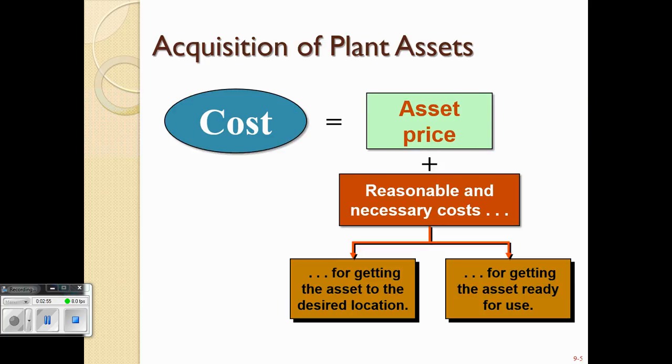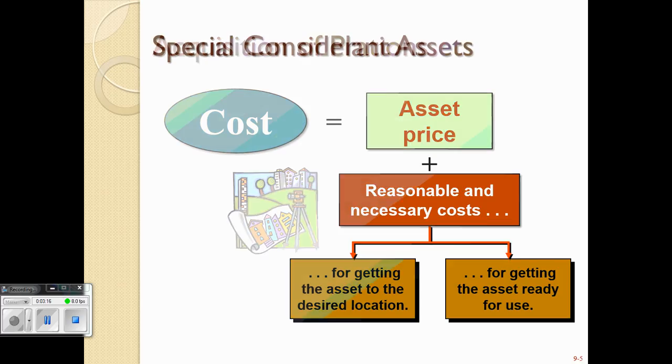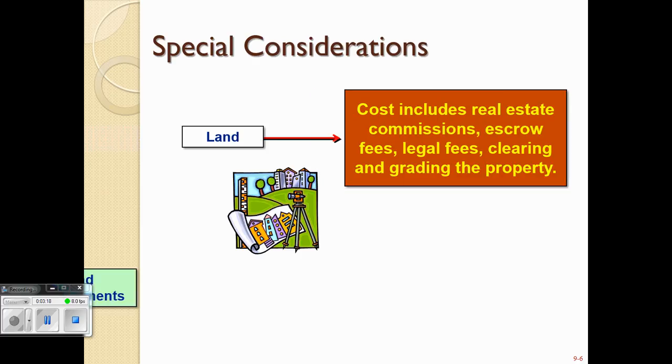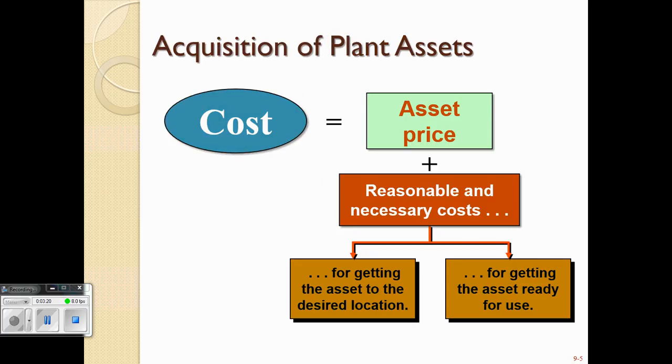When we buy an asset, the cost of that asset, what's going to go on our balance sheet, is not just the asset price, but also any reasonable and necessary costs for getting it into the desired location and getting it ready for use. So we're going to have not only what we paid for it, not only the sales tax and what have you, but also everything to get it ready for use.